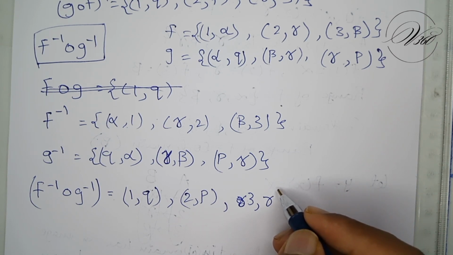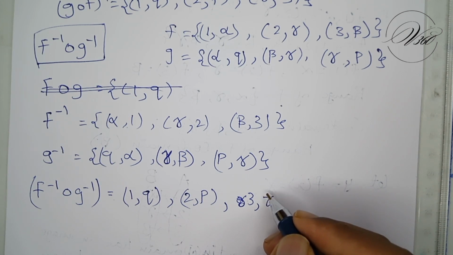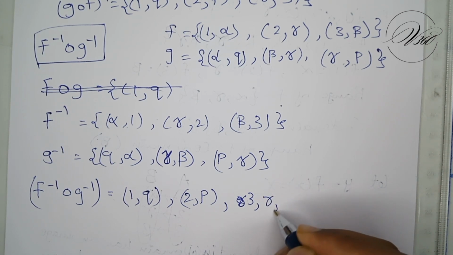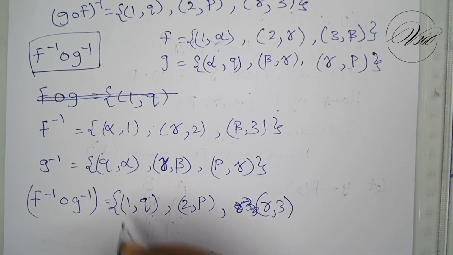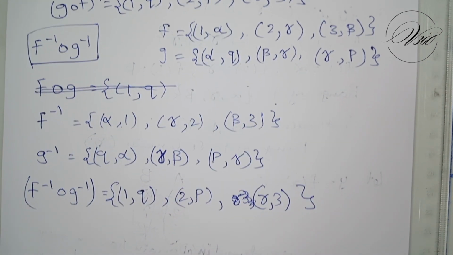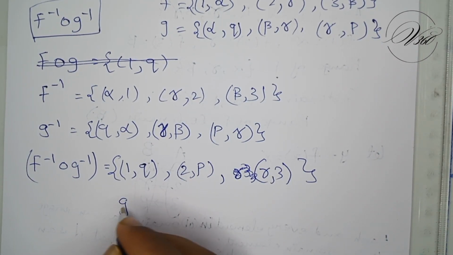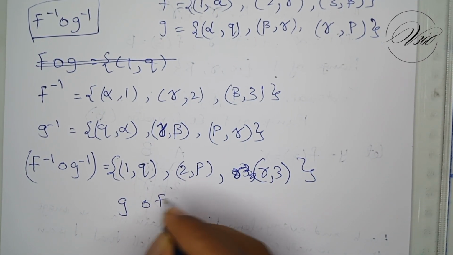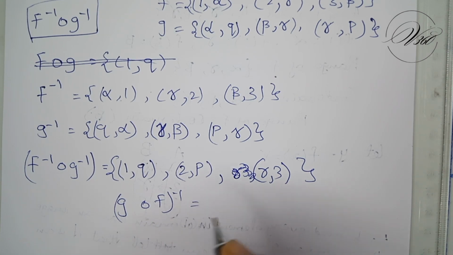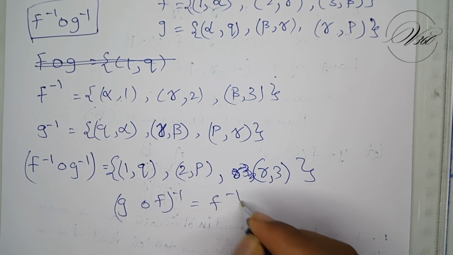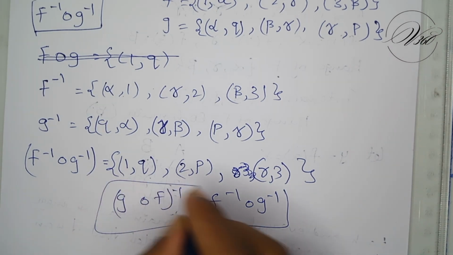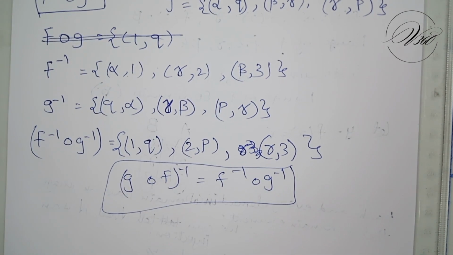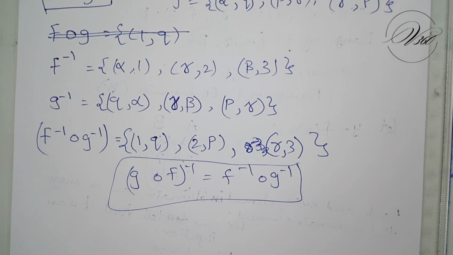Is this correct? I have done a small mistake here. Yeah, this is R comma 3, not 3 comma R. So hence we have proved that G of F whole inverse is equal to F inverse of G inverse. We have proved this. Now we have finished the problem.